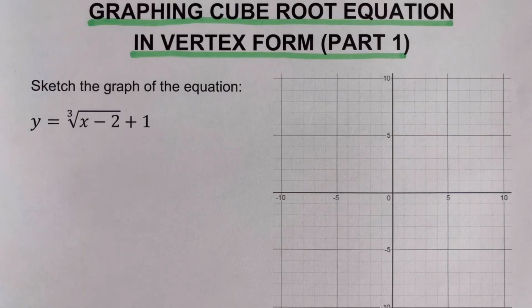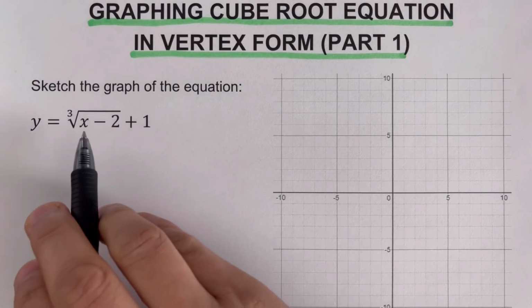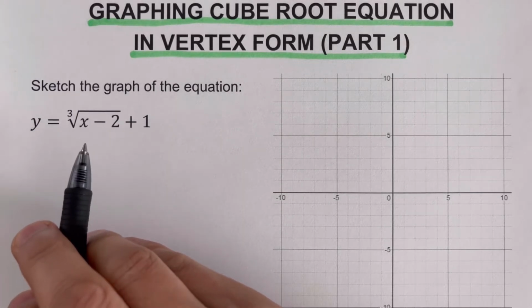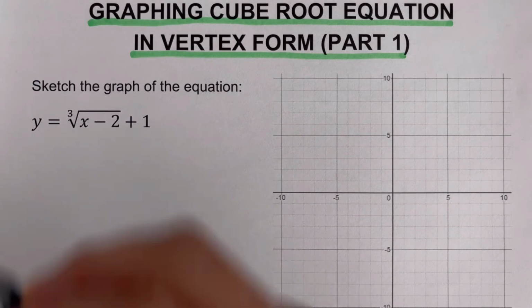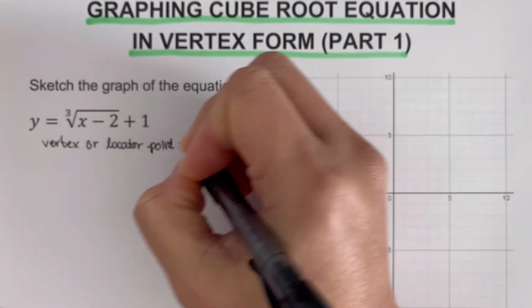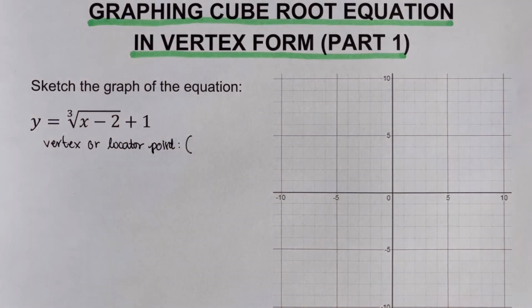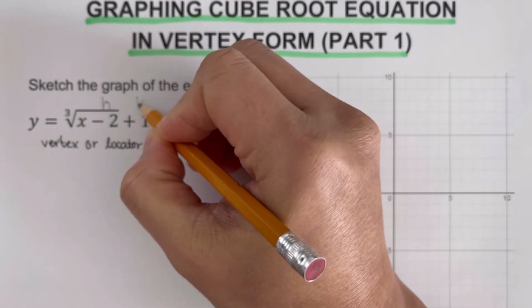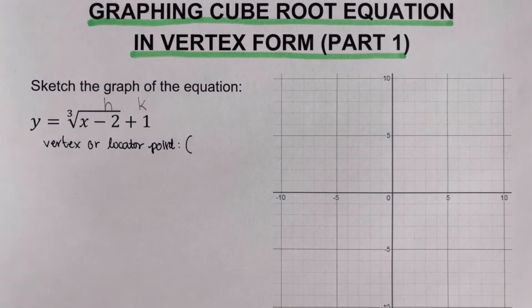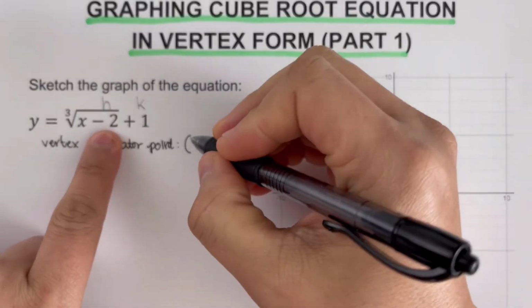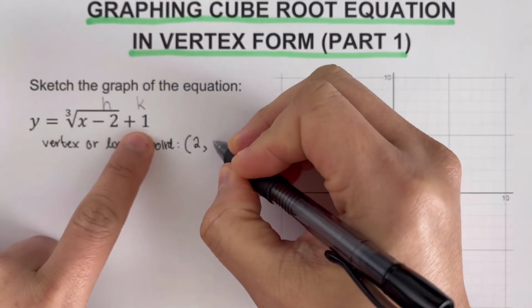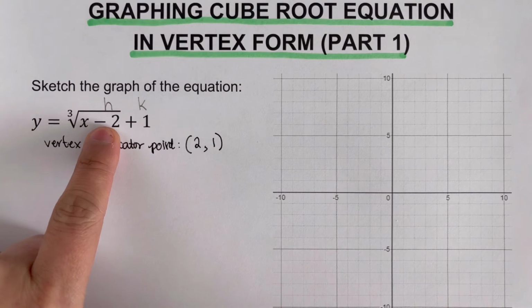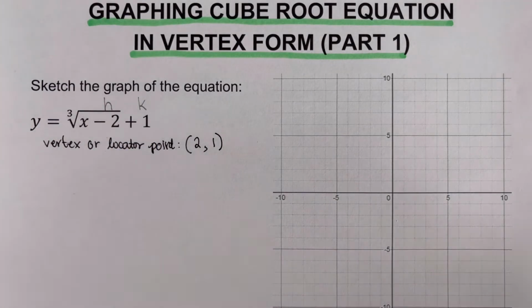Okay, let's go over the problem. The first step in sketching the graph is to determine the vertex, or locator point. We remember that the coordinates of the vertex are h, k. The trick is that we switch the sign of the value with h, so that would be a positive 2, and keep the sign of k, a positive 1. So we switch and keep. This is where the vertex is going to sit.